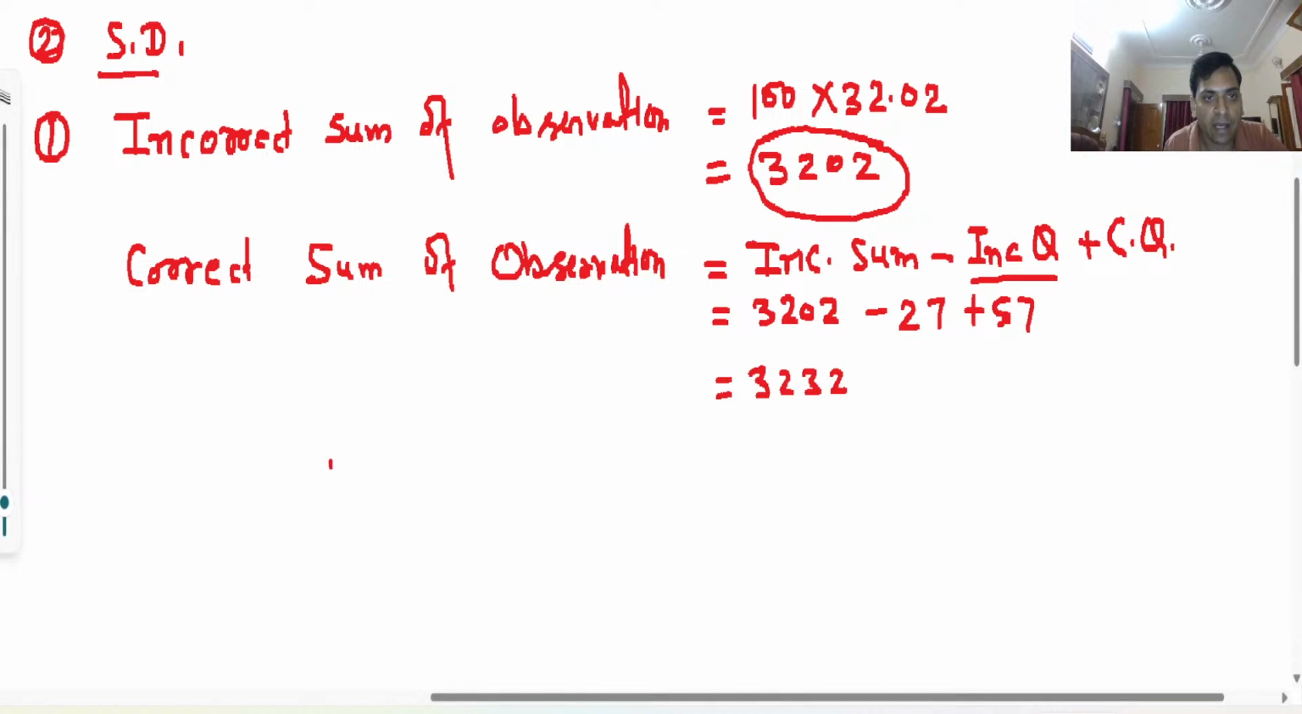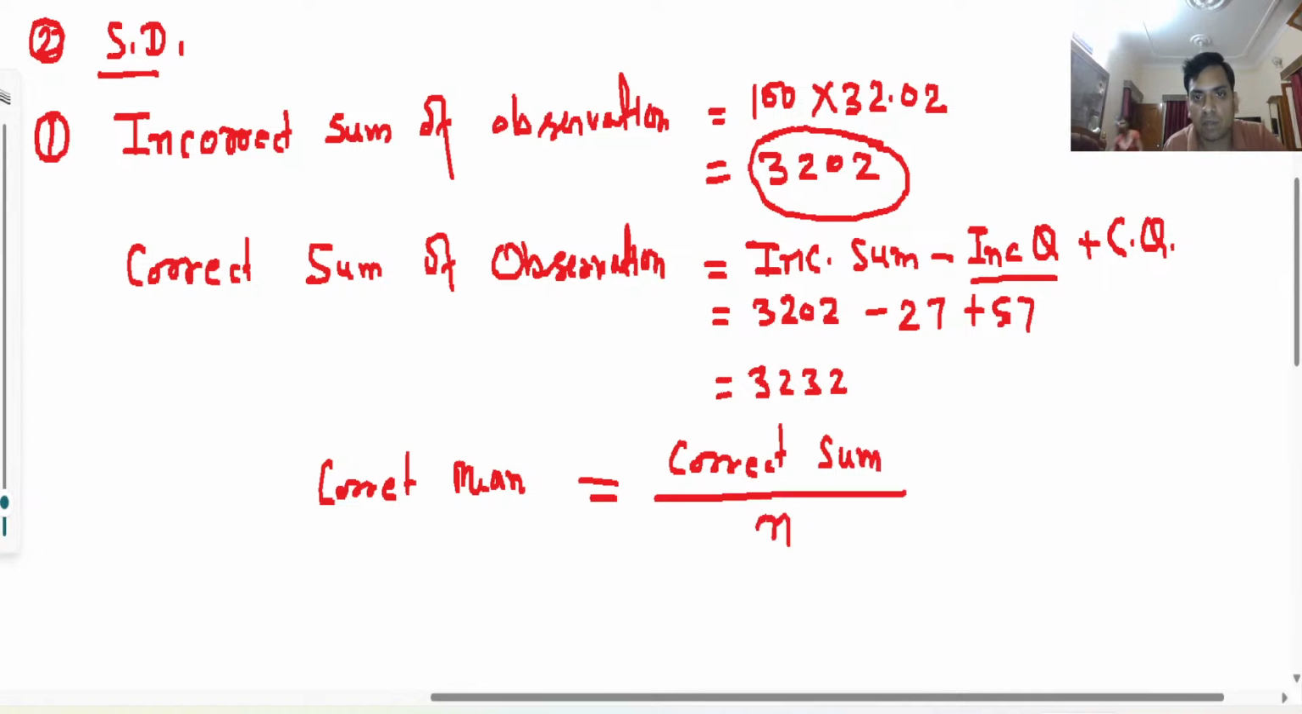So to find the correct mean, we will divide this correct sum of observations by the number of observations. We can write capital N because we have taken capital N as 100. So the correct sum is 3232, and this summation divided by 100 gives 32.32. This is the correct mean. This is the first part.